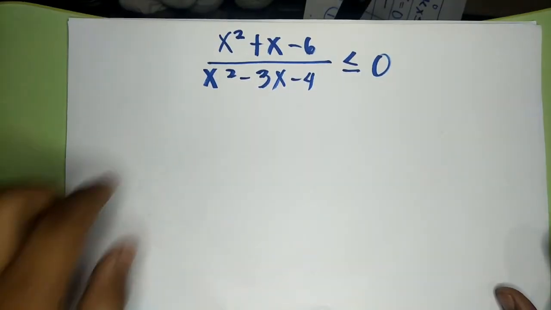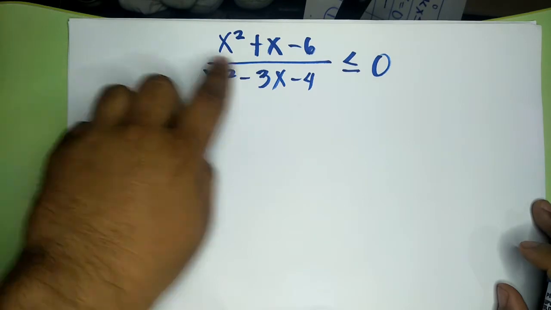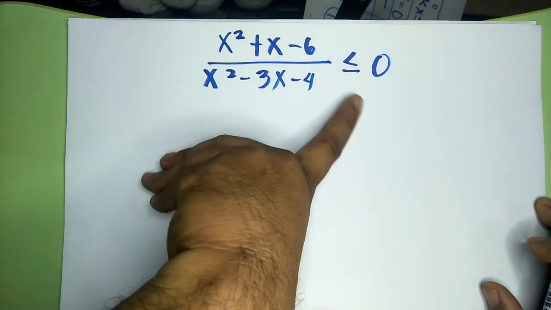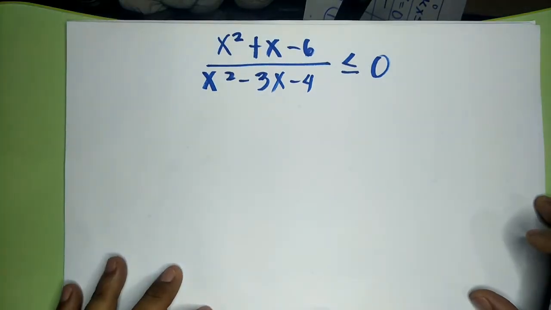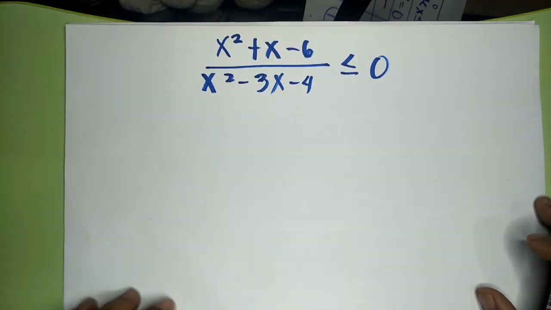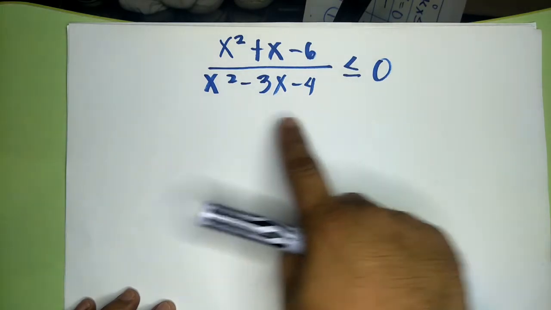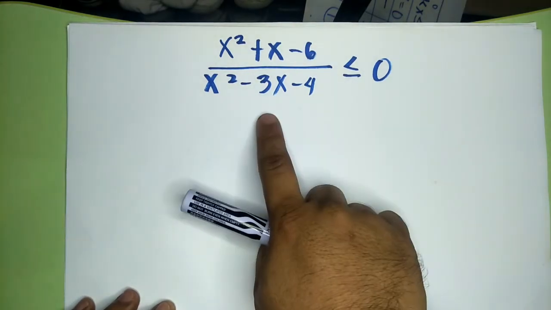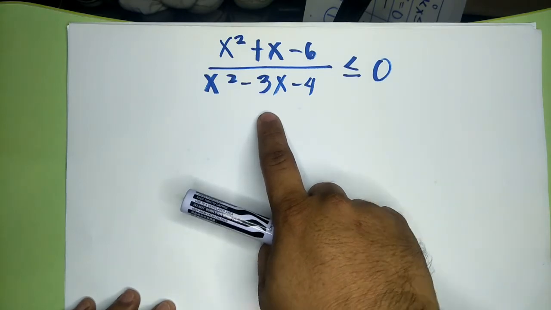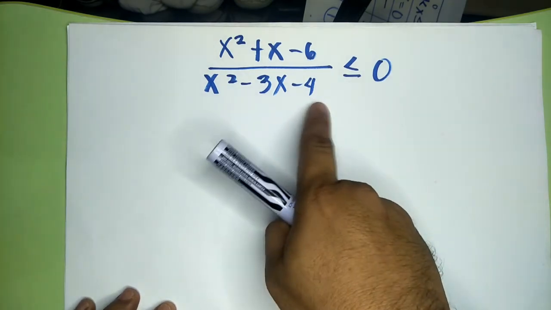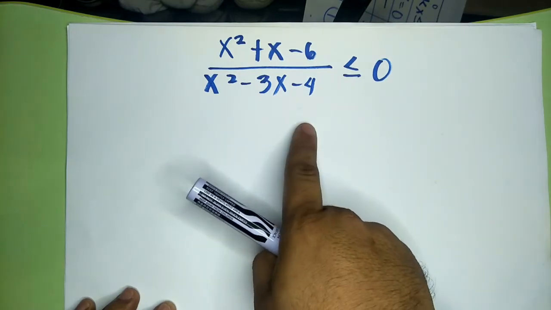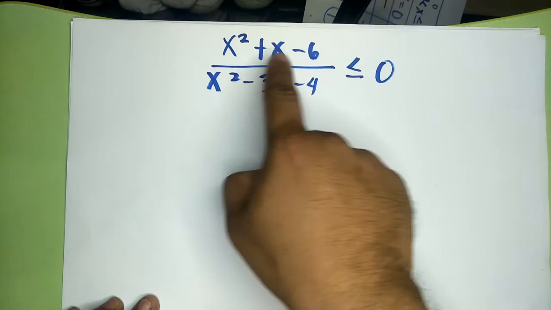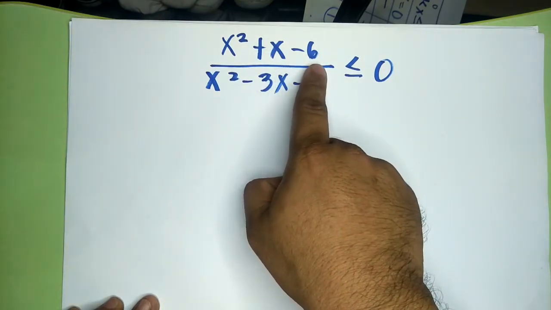For our last example, x squared plus x minus 6 over x squared minus 3x minus 4 is less than or equal to 0. So kung mapapansin natin, naka-equate na siya into general form kasi 0 na yung nasa right side. And then as a single rational expression na din. Ngayon, mas madali kung ipapactor natin yung ating numerator and denominator. So ano ba ang factor ng x squared plus x minus 6?